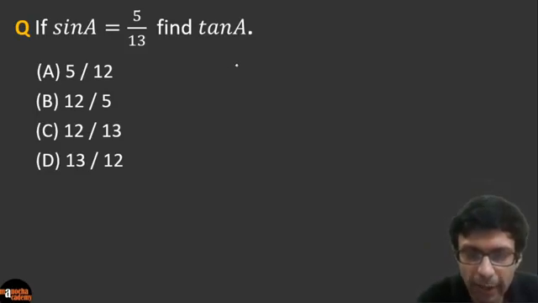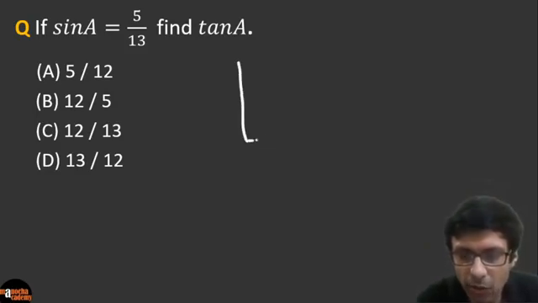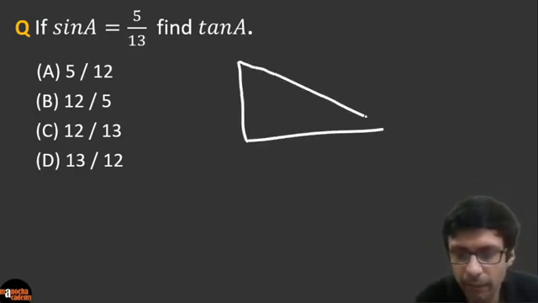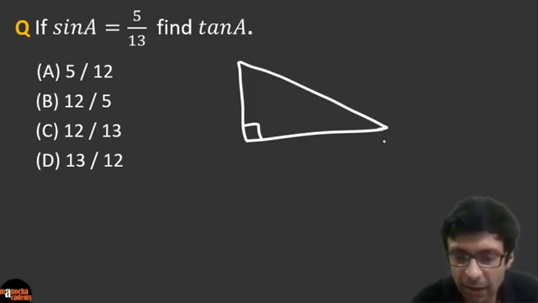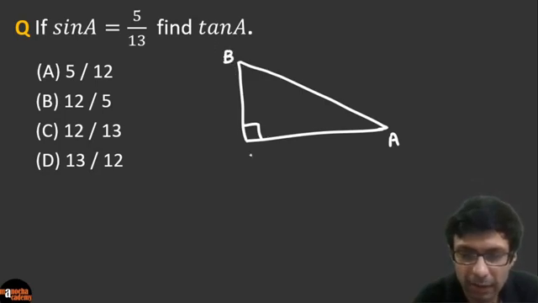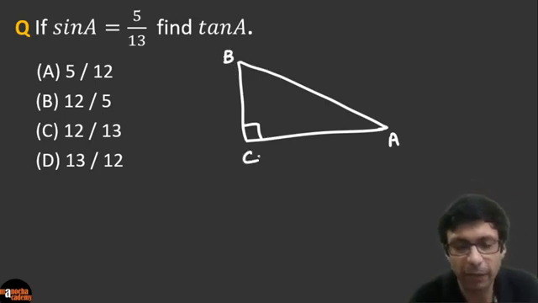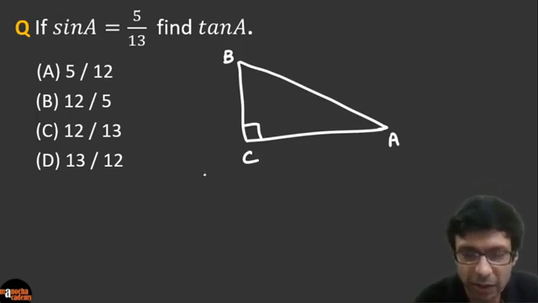So first, to visualize, let's draw the triangle. So we are talking about a right angle triangle here, right? And it's right angle here. So this is 90 degree, okay? And let's say this is A, B, C, right? And we've been given sine A is 5 by 13. We need to find tan A in this triangle.